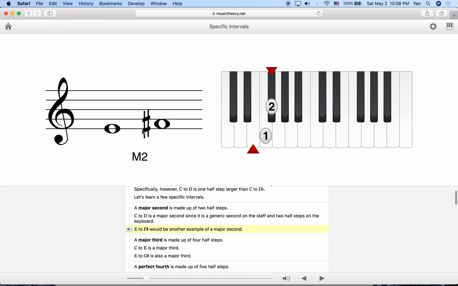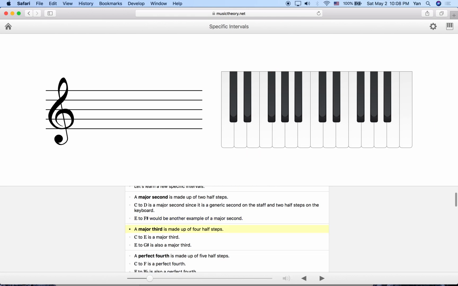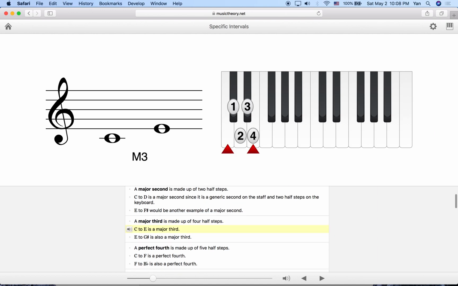If we move on to the next position, we're going to talk about thirds. A major third is made up of 4 half steps. We've skipped 3 half steps; we're going to talk about that later. We're going to talk about 4 half steps first, which is a major third. So from C to E, the generic interval was a third, right? Because we have line, space, line. But we're also going to talk about the number of half steps, which is 4. So we have C, 1, 2, 3, 4 half steps. Let's listen to that.